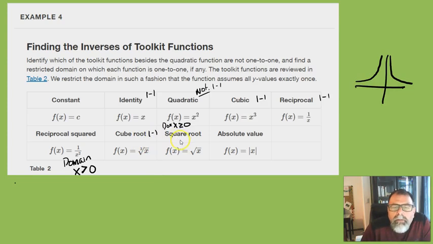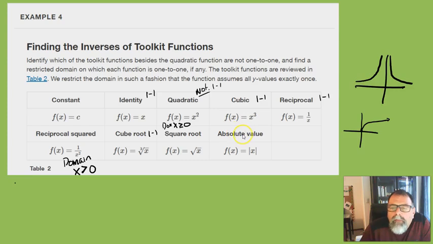Okay, cube root is one-to-one, so no problem with that one. Square root is one-to-one because if you remember, the square root is going to be this function. So the domain is just from greater than or equal to 0, and it's actually the inverse of this quadratic if the quadratic's restricted as I wrote here.